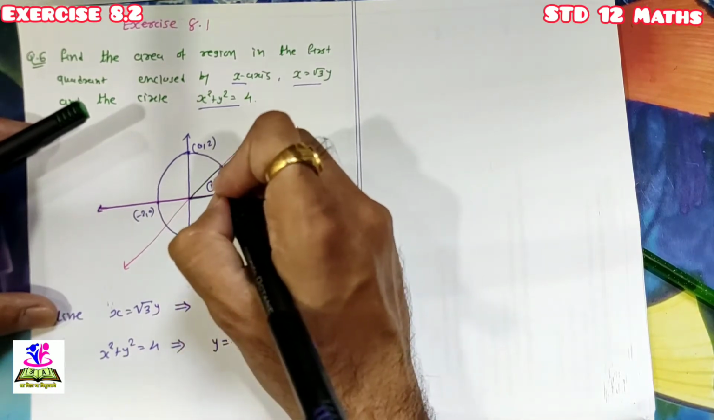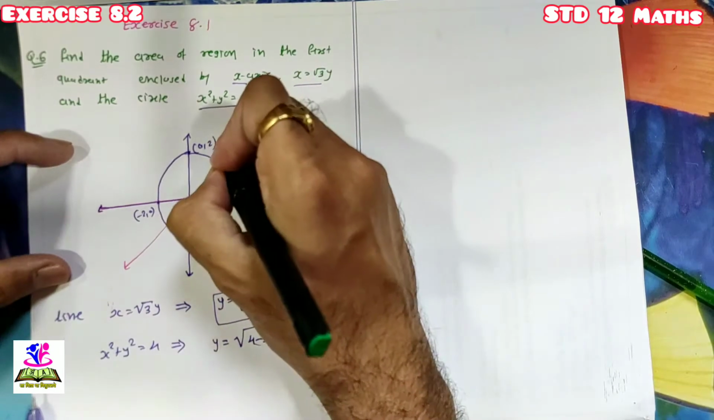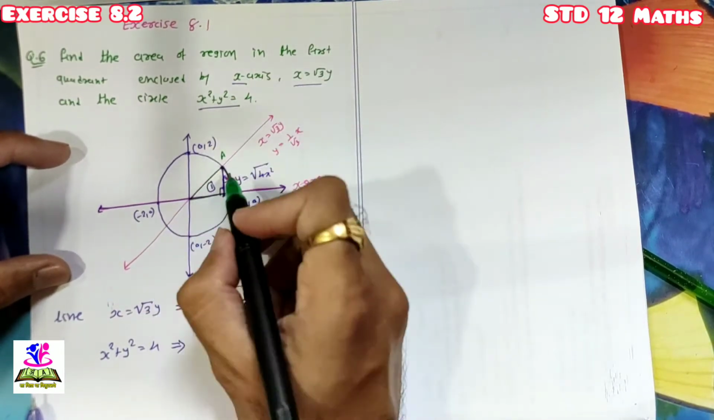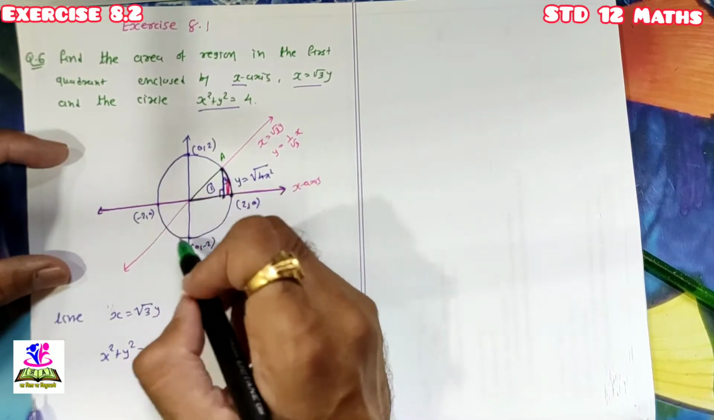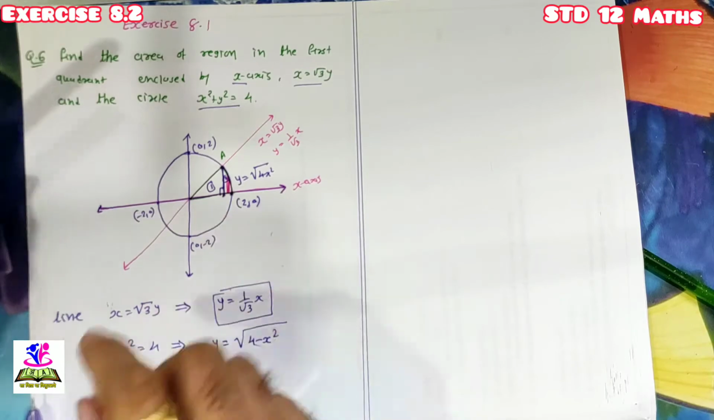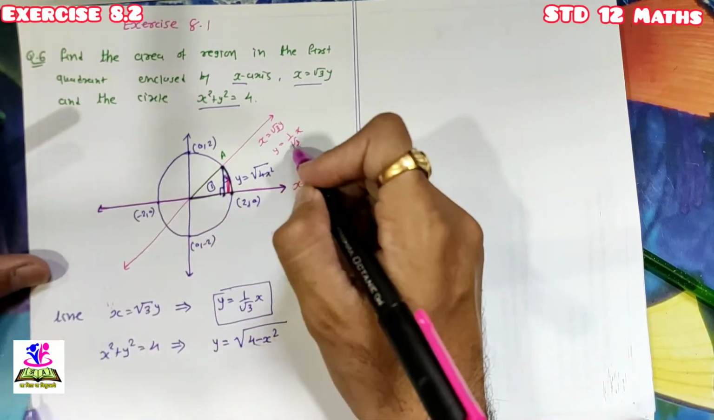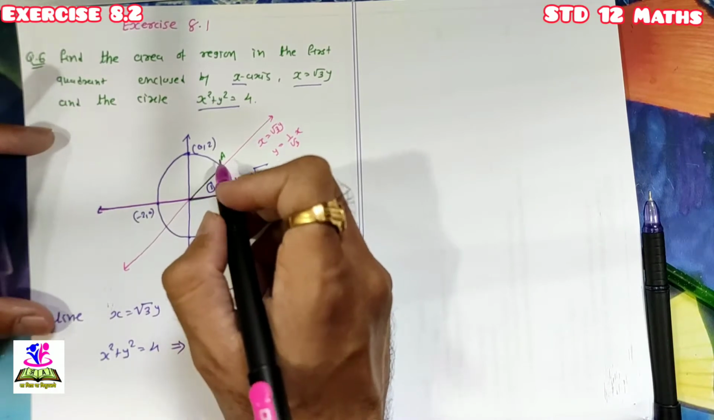So for that, first we'll try to find the coordinates of, for example, suppose this is point A. So first you have to find the coordinate of this point A. So coordinate of this point A is nothing but the intersection of this circle with this line, the intersection of this circle with line y equal to 1 upon root 3 x. तो इसका intersection हमें point A के coordinate देगा.